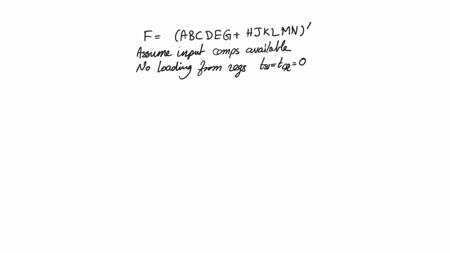First, that input complements are available without additional inverters. And second, that there's no loading from any register that we put on a logic gate, so that registers do not offer external loading on preceding logic gates. We will also assume that T-setup and T-seq are 0, just for the sake of simplicity. And whenever we talk about delay, we will only calculate the time constant as a representative of delay.